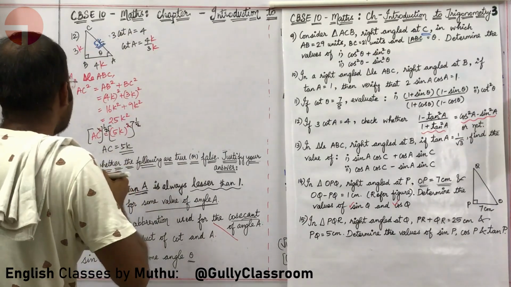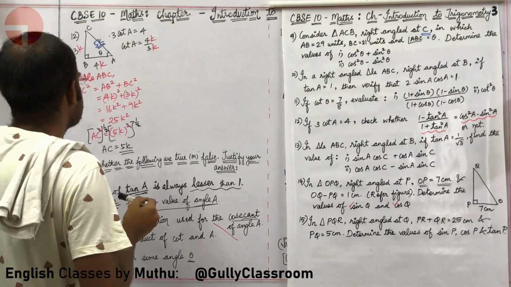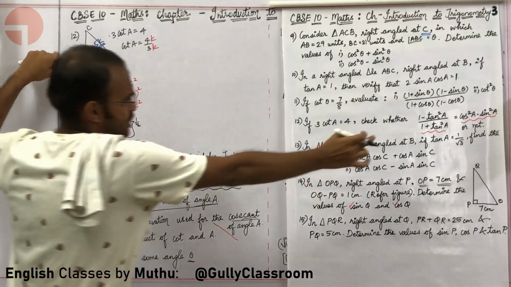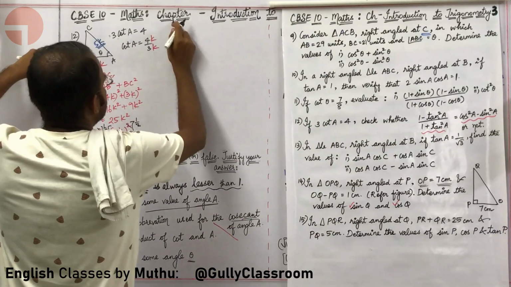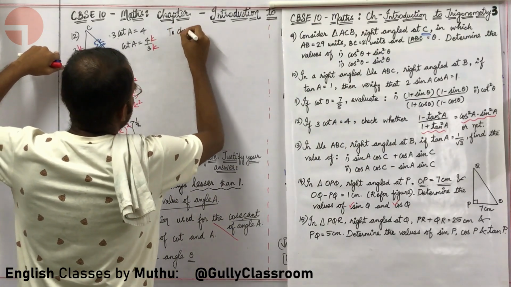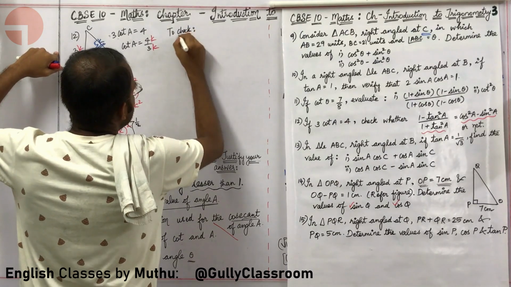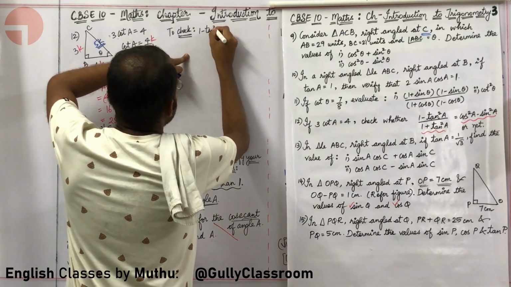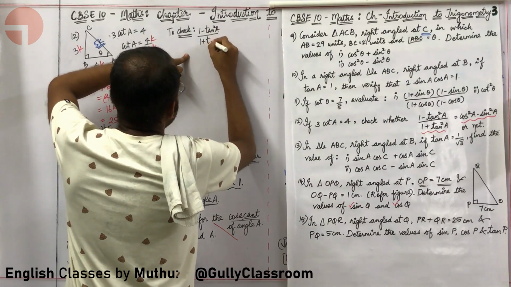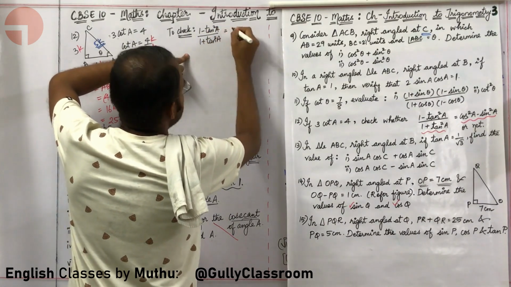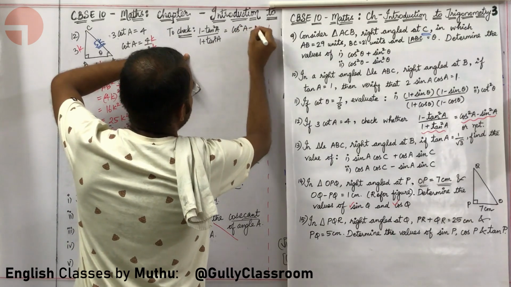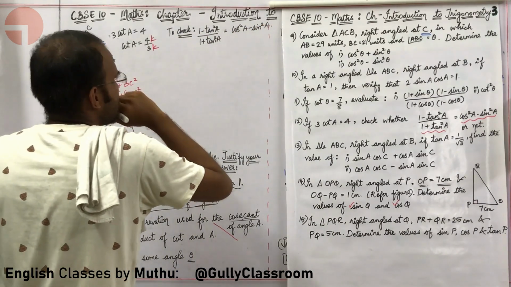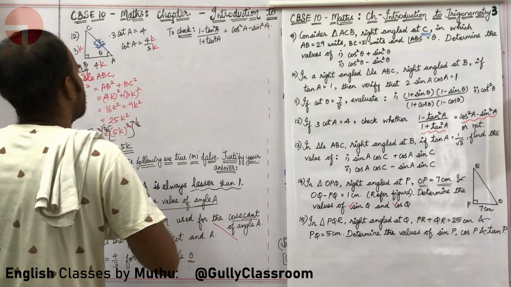Okay, sir. I am comfortable with this. What is the next thing you are going to do? In the 12th problem, they are asking us to check for this particular term. Let us write the equation to check. What are they asking us to check? They are asking us to check whether 1 minus tan square A whole divided by 1 plus tan square A is equal to cos square A minus sin square A.